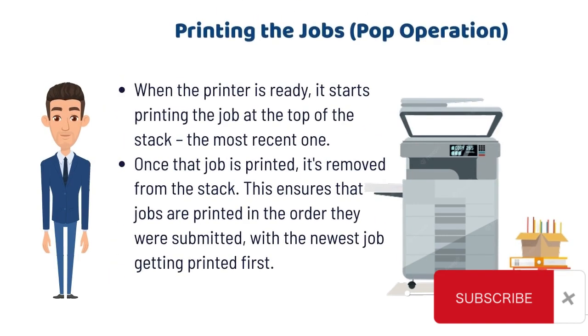Printing the jobs. Pop operation. When the printer is ready, it starts printing the job at the top of the stack. The most recent one. Once the job is printed, it's removed from the stack. This ensures that jobs are printed in the order they were submitted, with the newest job getting printed first.